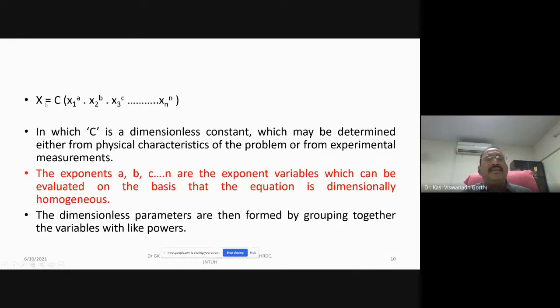What is it that we are doing? We are ensuring that on the left-hand side and right-hand side, the dimensional formula is the same. That is what is called a dimensionally homogeneous equation. So the dimensionless parameters are then formed by grouping together the variables with like powers. That means we make a reverse operation by converting this exponential equation to a functional relationship. We will be able to establish a relation between the dependent and independent variables.